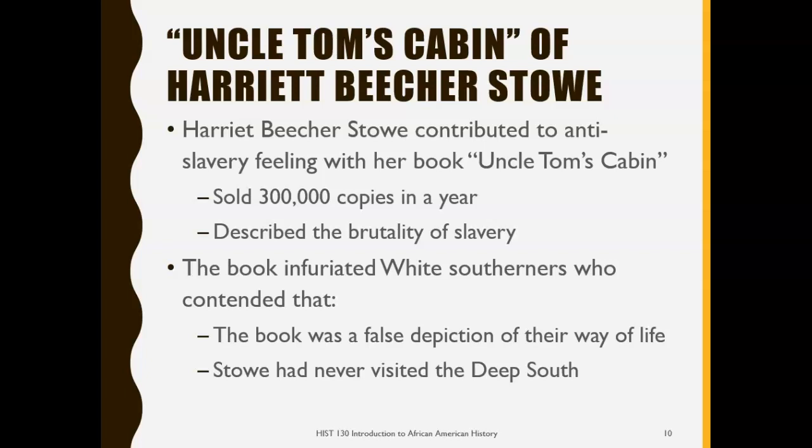But the people in the South were really angry. They thought that the book was a false description of their way of life, and also a false depiction of the life of a slave. And the author herself never visited the South.